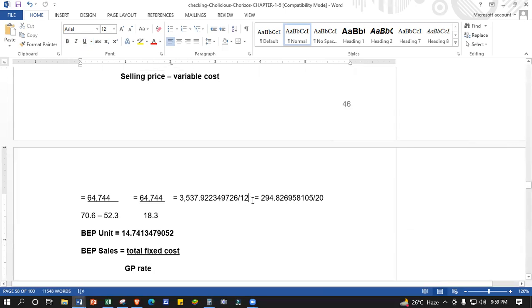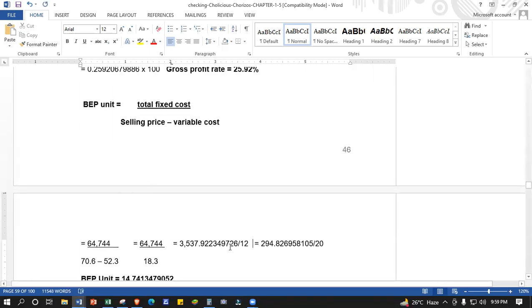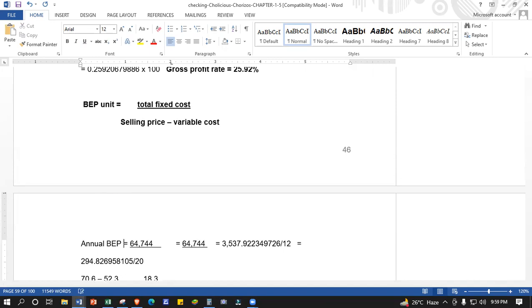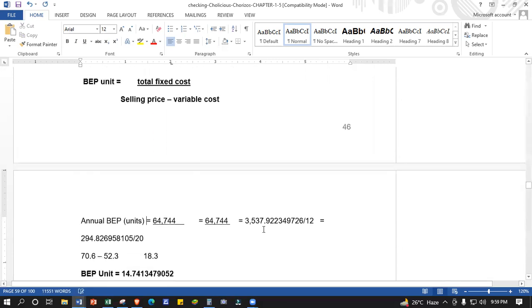Or this is your annual. Wala ka naka-indicate, no? But this is supposedly your annual. Dapat nakabutang siya diri. So, annual BEP in units. So, wala na. Dili na ka pwede mag-ano dire. Dapat, ano na lang ni siya. Ayaw sa pag-divide.